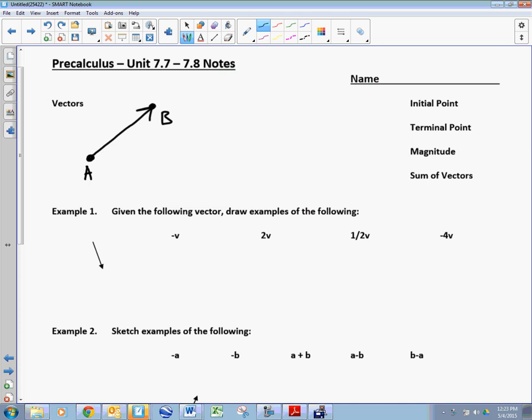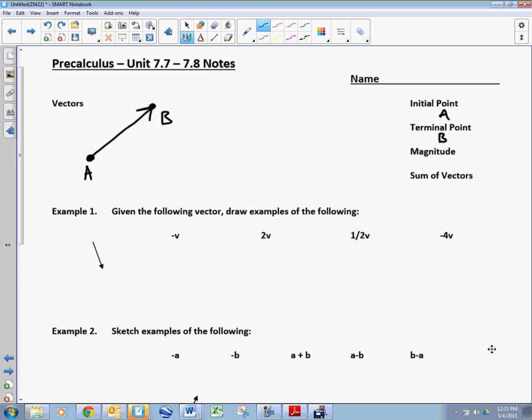Okay, vectors. You maybe have seen this if you took an engineering course or physics. Today is just a very basic introduction into vectors. This is a vector. It kind of looks like a line segment, but it does have an arrow. It has an initial point of A and a terminal point of B.